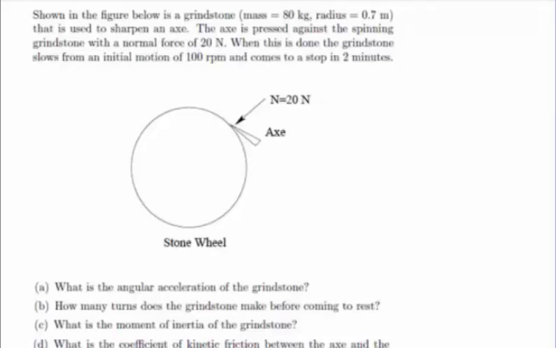Shown in the figure below is a grindstone with a mass of 80 kilograms and a radius of 0.7 meters. It's used to sharpen an axe. The axe is pressed against the spinning grindstone with a normal force of 20 newtons. When this is done, the grindstone slows from an initial motion of 100 RPM and comes to a stop in 2 minutes. This is a kinematics problem followed by a force problem.